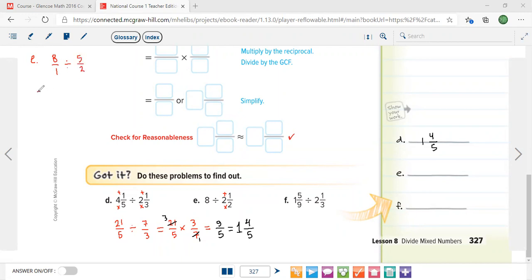Now keep the 8 over 1. Division will be multiplication. 5 over 2 will be 2 over 5. Multiply numerators and denominators will give you 16 over 5. Use division to find out 16 contains how many 5s? It contains 3, remainder 1 over 5. So the answer is 3 and 1 over 5.